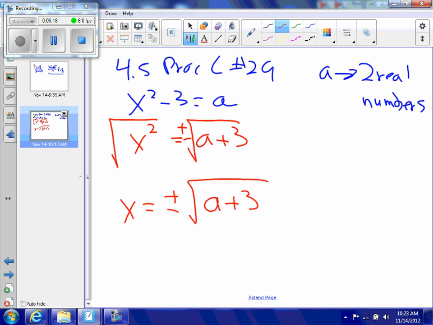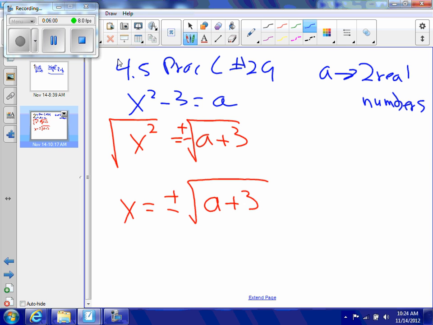So if I want two real number solutions, what does a have to be? What can a not be? A negative number? Well, it could be a negative number, right? If I made a negative 1. It can't be a negative number greater than... It can't be negative 4. It can't be more than 3. Okay. All right.